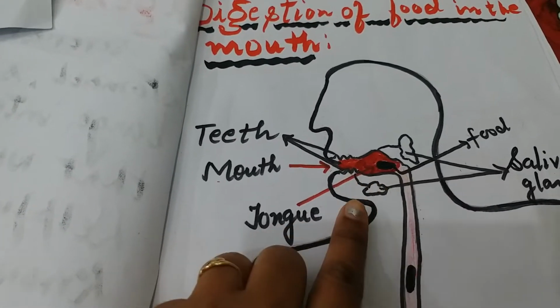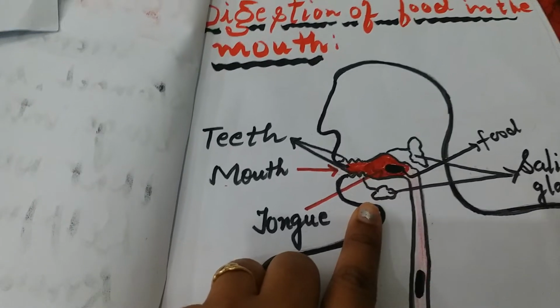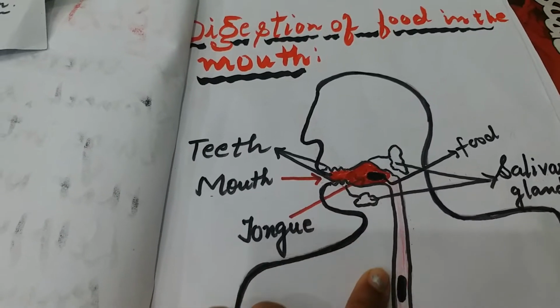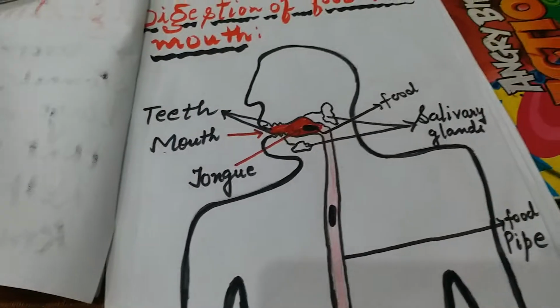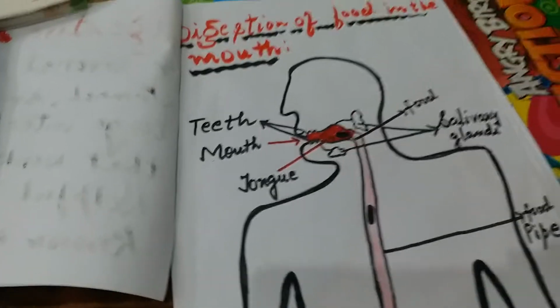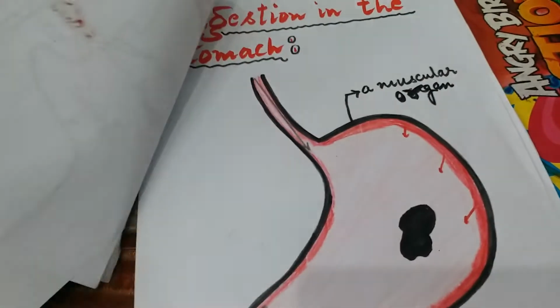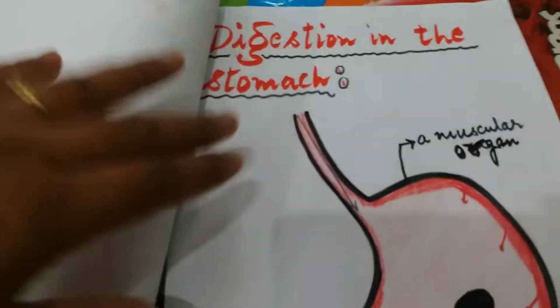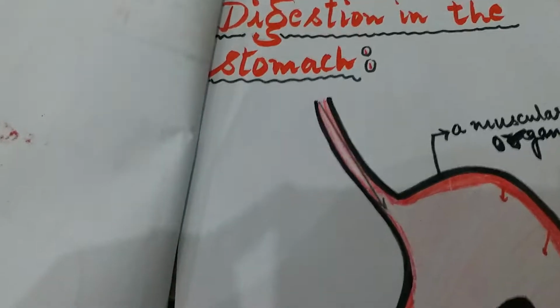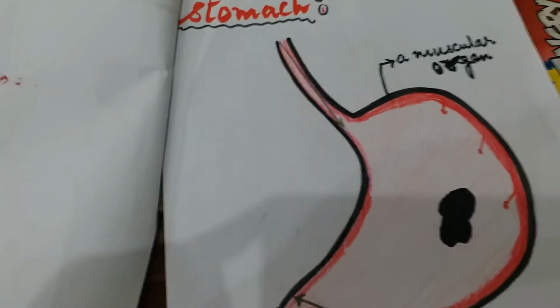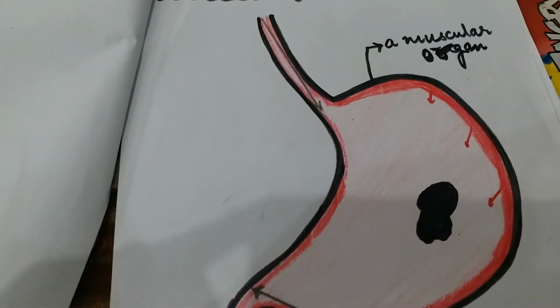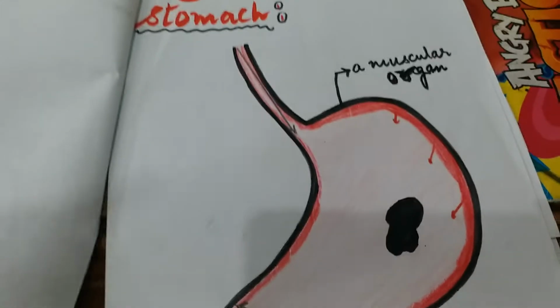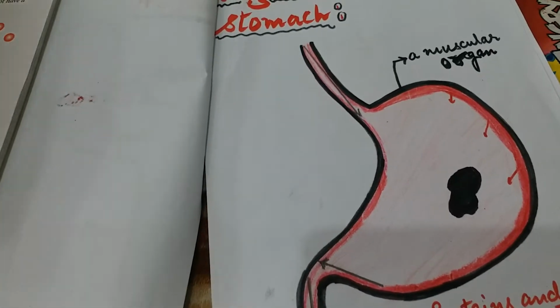Now the food is ready to pass through a thin long tube called the food pipe. Let's have a look. Now the food from the food pipe will move to the stomach. So the next digestive system organ is the stomach here. So digestion in the stomach, which is a muscular organ. So let's see what happens to the food in the stomach.